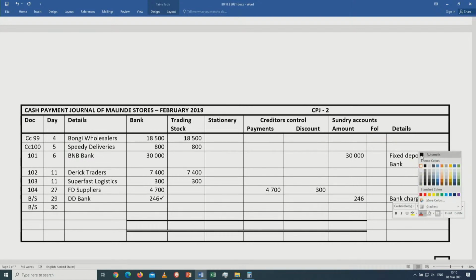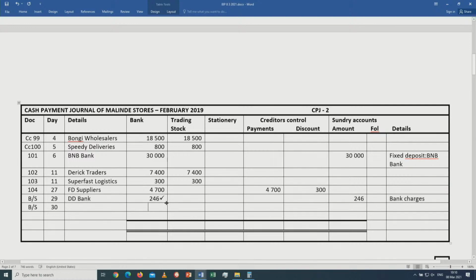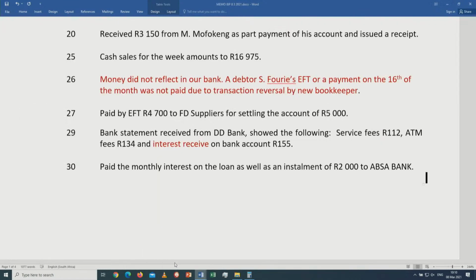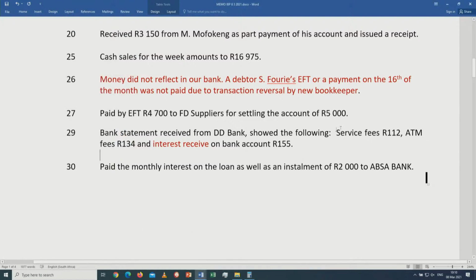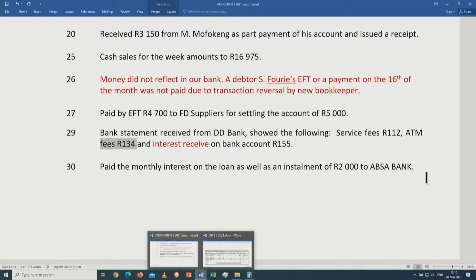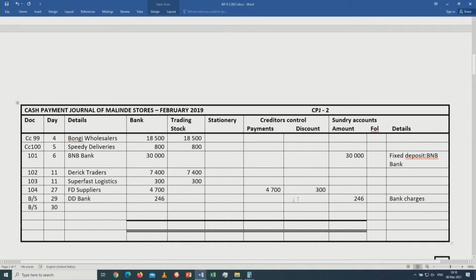This is how it goes. You have DD Bank, 246. Where did you get the 246? If you check from the transaction here, let's go to our calculator again, 112 plus 134 gives you 246. So meaning you have added your service fees and your ATM fees to get to the bank charges of 246. Hence why you are having 246 here. And then under the sundry, you're going to have 246. Then you record them as what? As bank charges. All right?